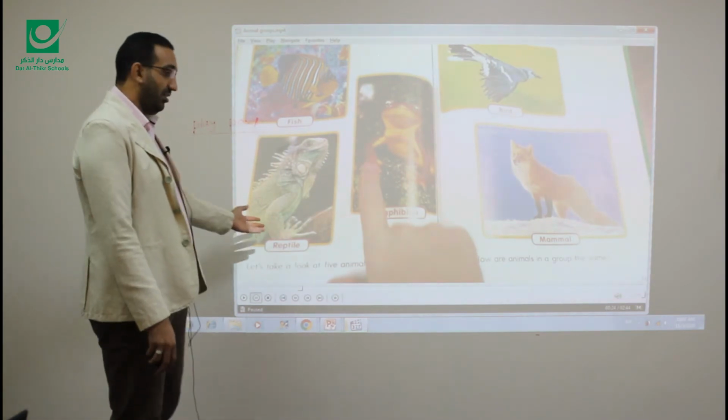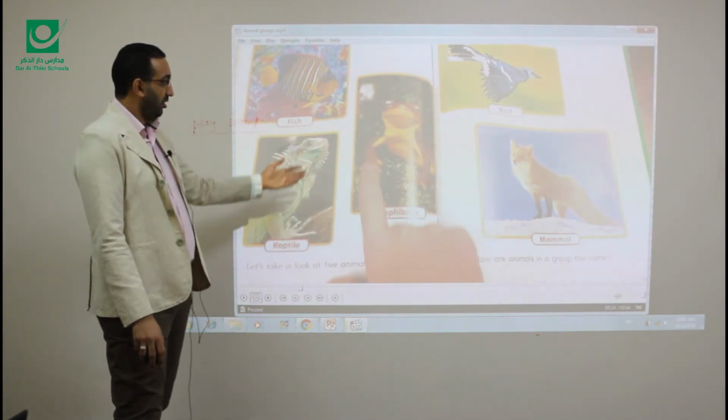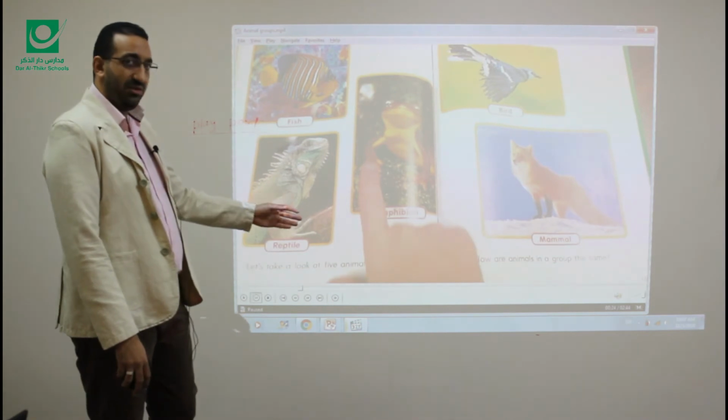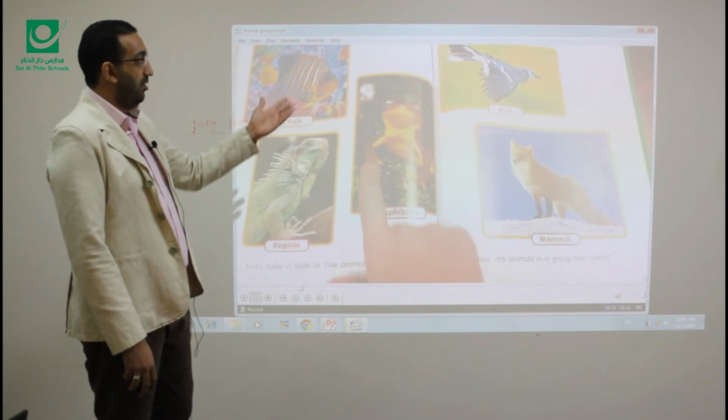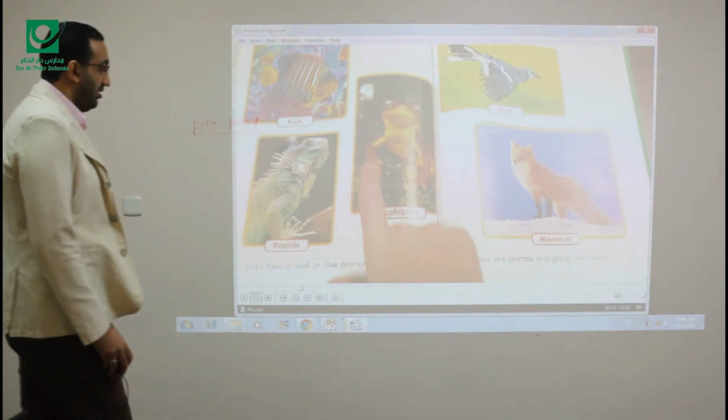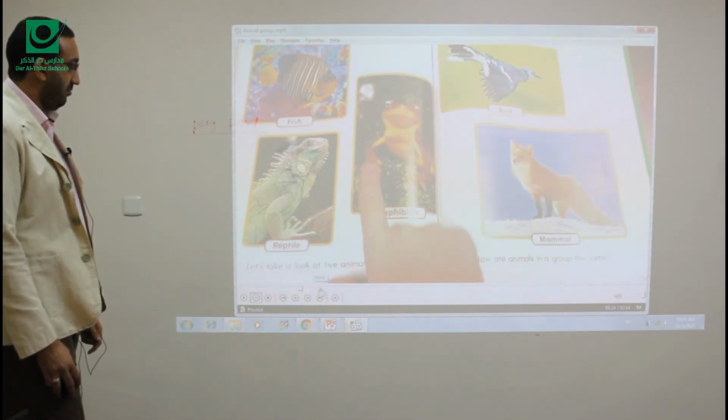Number 2, reptiles, like crawling. Number 3, amphibians, as we said, they spend time or live on land and in water. Birds, that's the 4th one, and the 5th one is mammals.